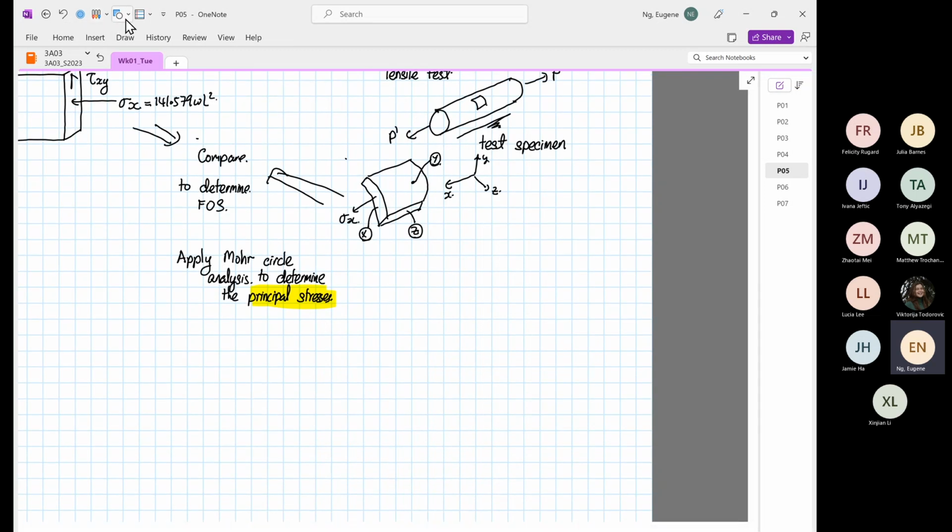So what we draw now on Mohr's circle is this is our axis. So this is our normal stress x.